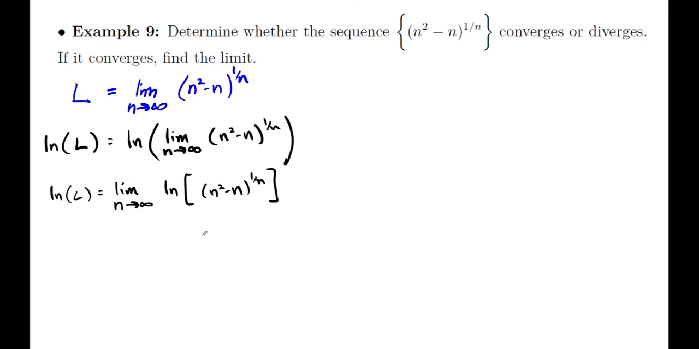And then our laws of logarithms allow us to bring that 1 over n down in the front. So this will be the limit as n goes to infinity of 1 over n times the natural log of n squared minus n. Okay, so does that help? Did we make any sense out of anything here? Well, let's see.